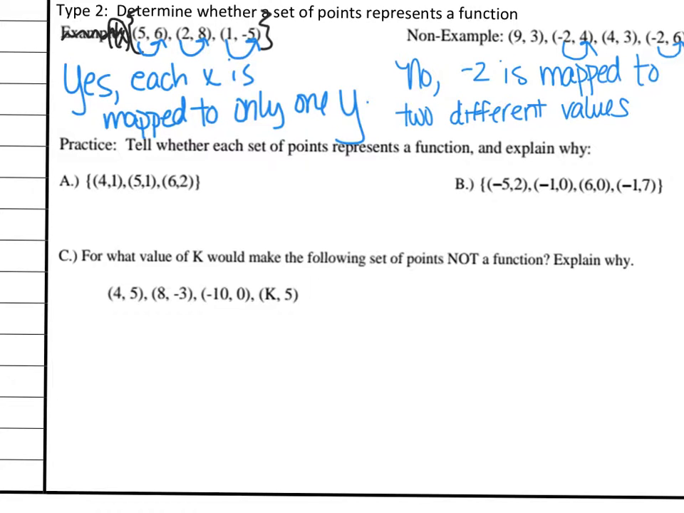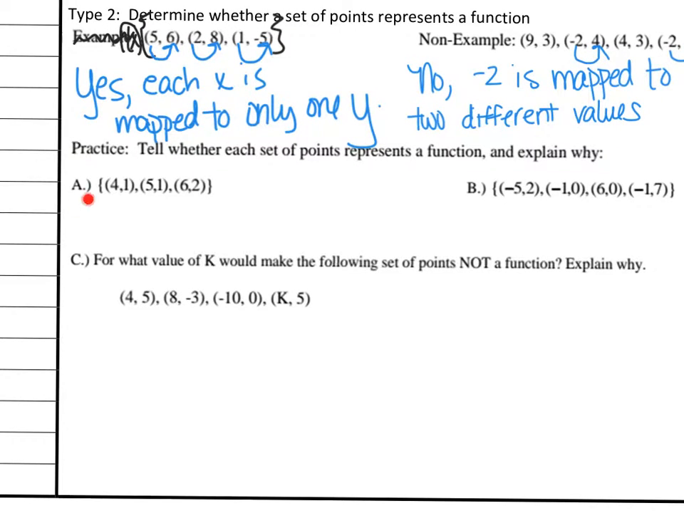All right, so I want you to look here at A and B on your own. See if you think it's a function and then tell why or why not. I'm giving you a second to pause the video. Please make sure that you pause. Try A and B on your own.